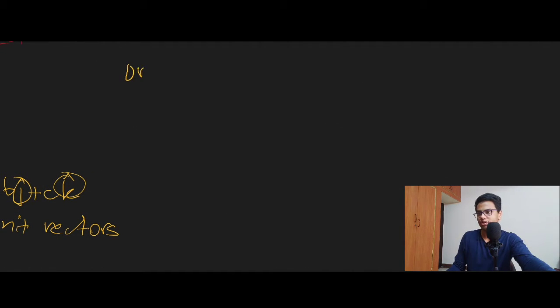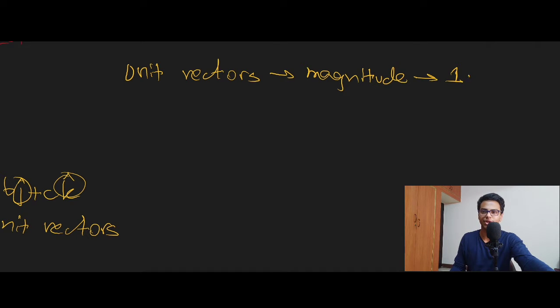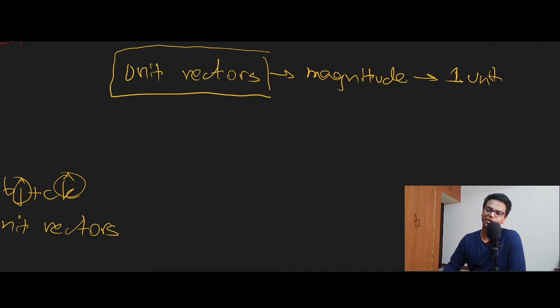So we have unit vectors whose magnitude is equal to 1 unit, right? It can be anything, meter, centimeter, kilometer, anything. It just has to be 1. So this is what our unit vectors really are. Now, what is the purpose of a unit vector? Of course, it gives us only the magnitude of 1 unit, so it doesn't really tell us a lot about the magnitude of the vector. But what it tells us about is the direction.